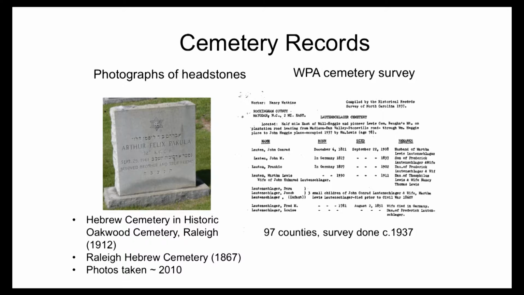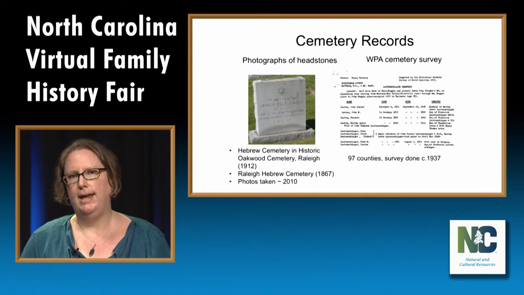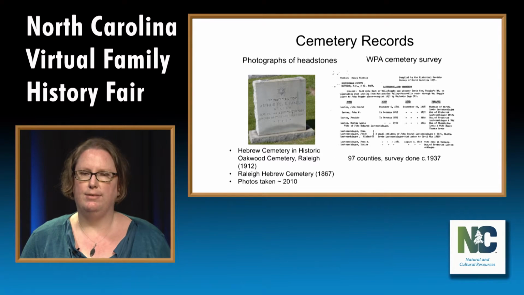Also in the Family Records Online, you'll find some cemetery information. The WPA Cemetery Survey is part of that collection. That was a Works Progress Administration project that was done in around 1937 to survey cemeteries across the state of North Carolina. We don't have documentation for all 100 counties, only for 97. And some of them are really, really extensive, and some of them are very, very short and brief.